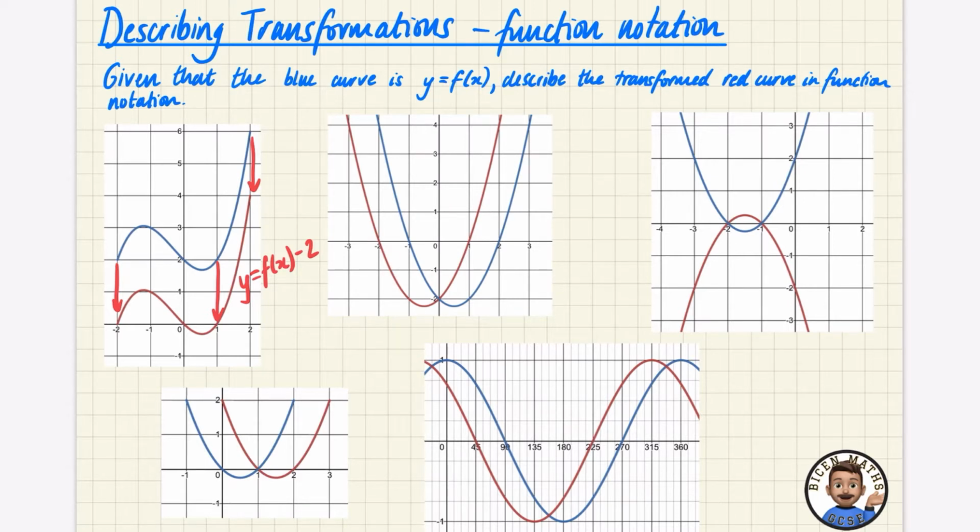Okay, so this one that we've got down here, the blue one has moved 1 space to the right, so it's going to be y equals f of x minus 1 because it's moved 1 in the positive direction, so you make sure you do it like this.